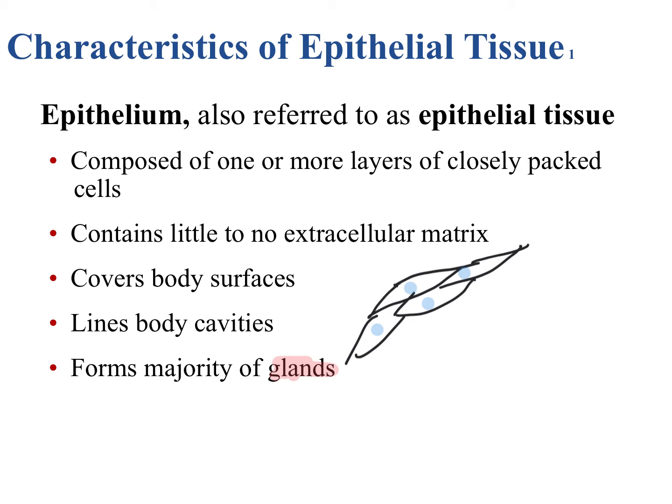Give me an example of a gland. Pituitary gland. That one's really not just epithelial tissue, because actually half the pituitary is nervous tissue, and the other half is epithelial. Okay? Sweat glands, right? Sebaceous glands. Those are all epithelial tissue.